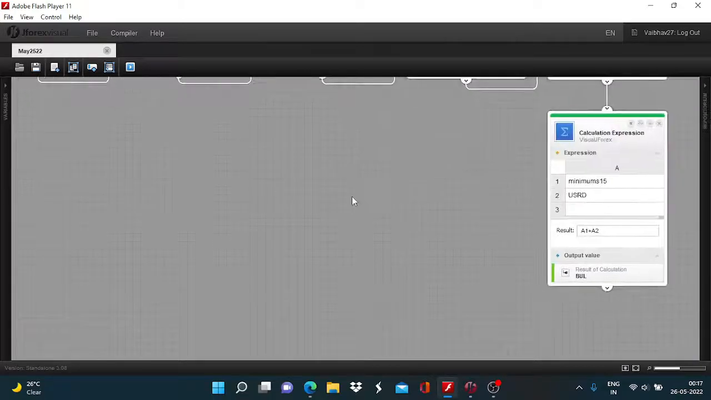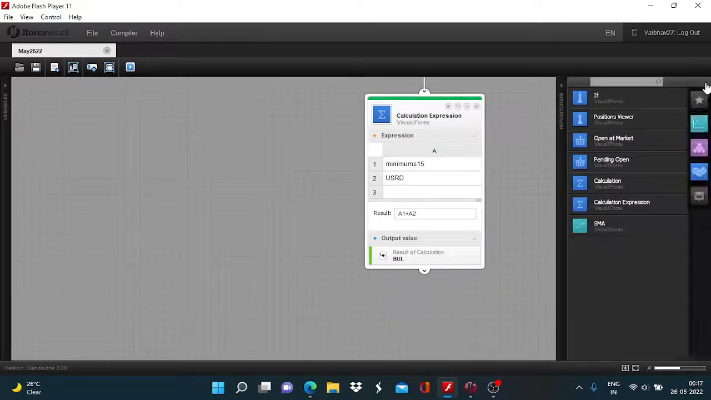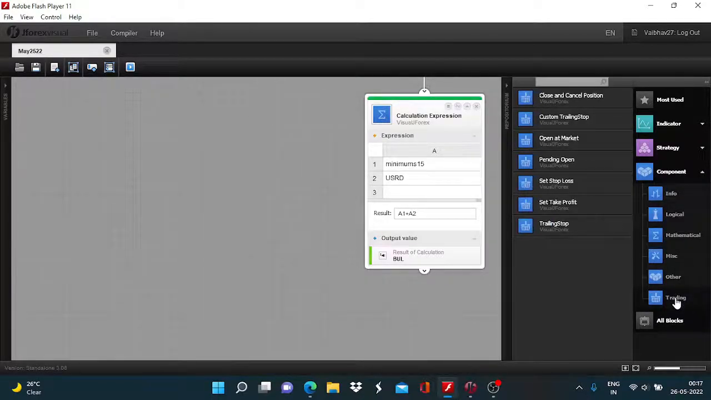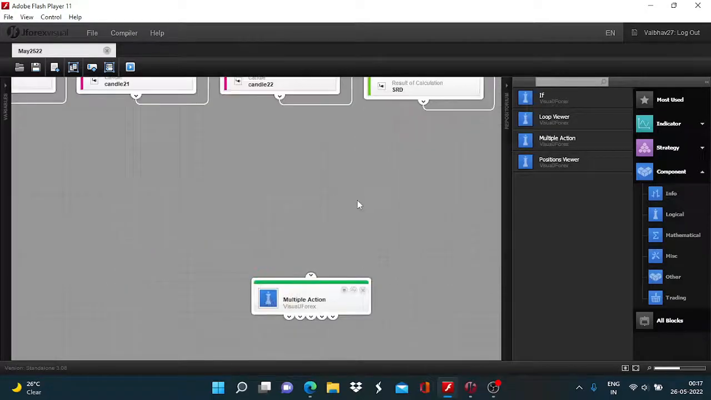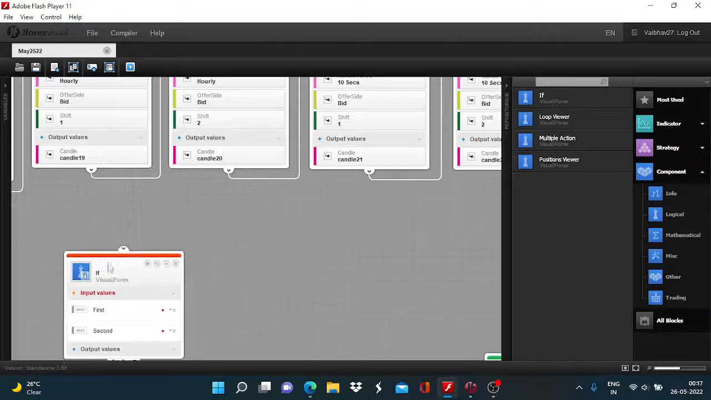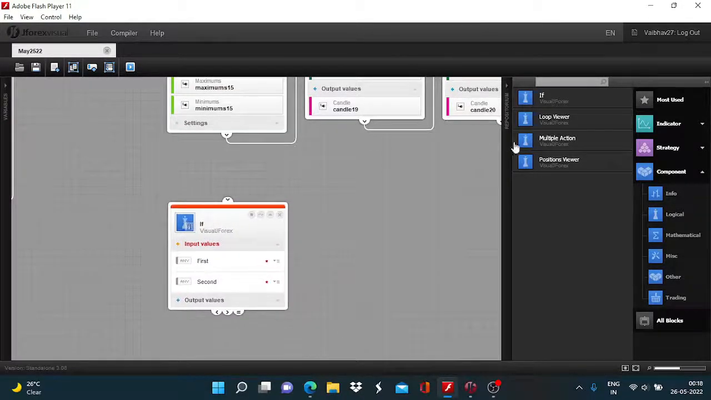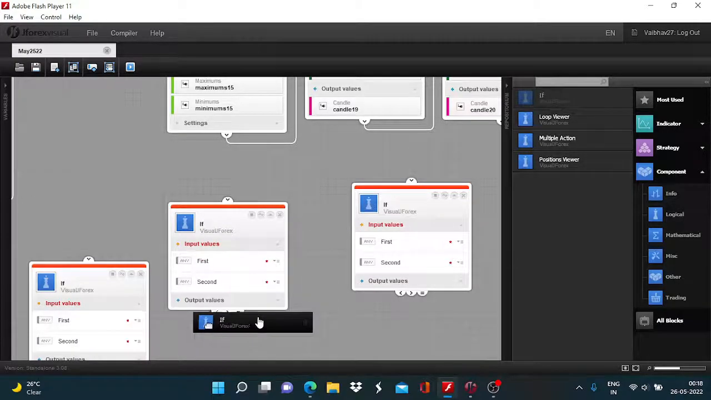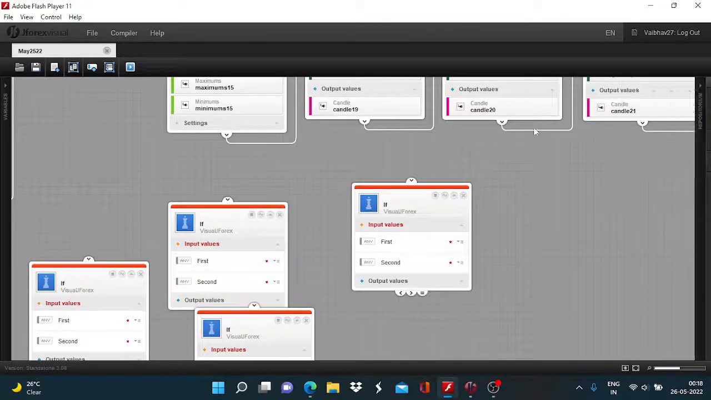Now let us get with defining of the conditions for the execution of the trade. So for that we are going to need logical components first. So I will get this multiple action here, and after that we are going to need a lot of these if else blocks. For the time being I will add 4, and as and when required we will add it more.